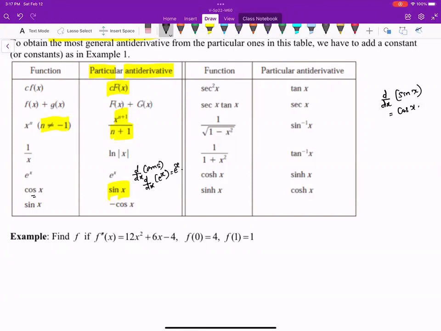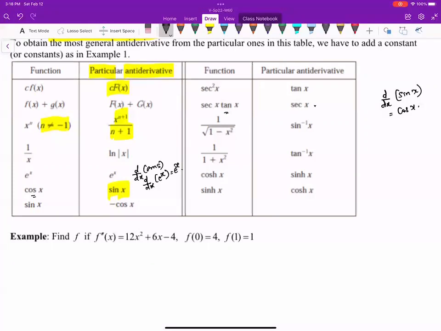Antiderivative of secant x tan x is secant x, because if you differentiate secant x, you're going to get this secant x tan x back in the reverse order. So the given order is antiderivative. If you go in the reverse order, you take the derivative of your answer, which will give you back the original function.